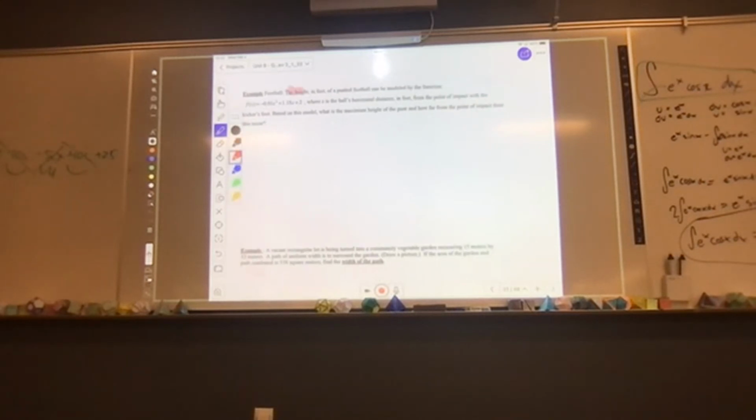Okay, the height in feet can be modeled by this function. So that means my output is my height. It is modeled by this quadratic function. Now, based on the graph, what does the graph of this function look like? Negative. It opens down.